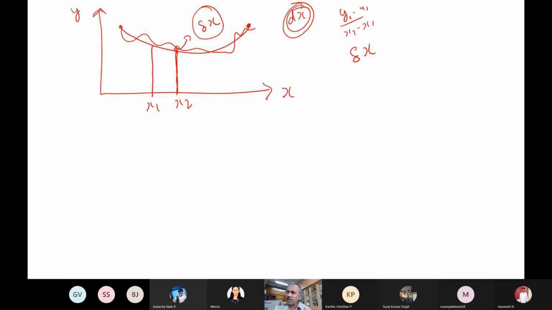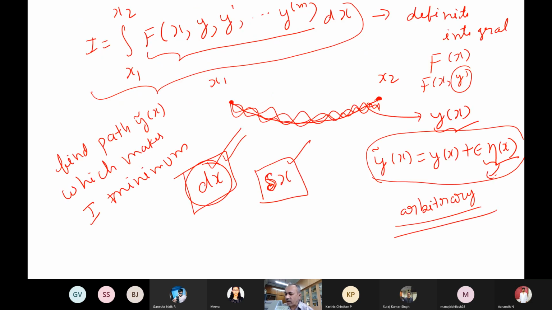And our calculus of variations is all about which one, dx or dou x? What are we interested in here? Dou x. Because here we are not interested in finding the derivative. We are trying to find out, among all possible paths, which is the one that maximizes or minimizes my functional. So we are interested in dou x, and you have to be very careful here.